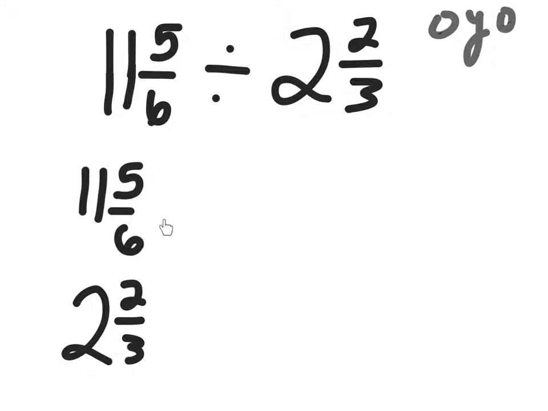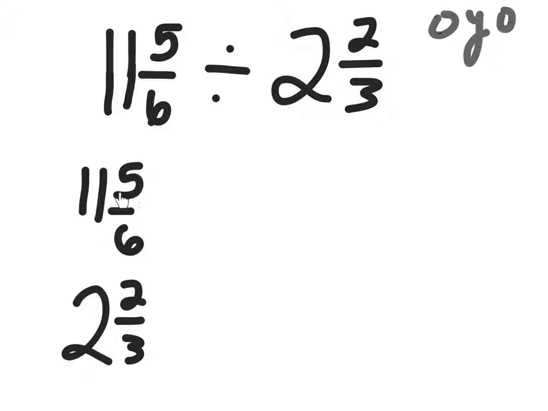First, we want to round 11 and 5/6. So let's just look at the fraction right now. Forget about the 11 and just look at 5/6. Let's look at our denominator, 6. What's half of 6? Half of 6 is 3. And our numerator is 5.